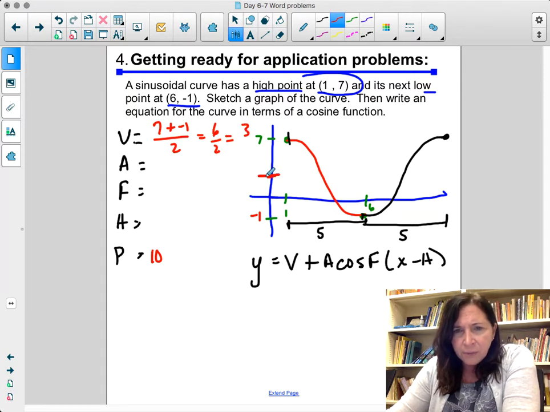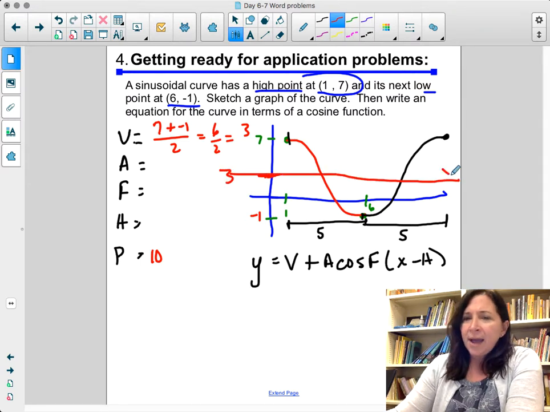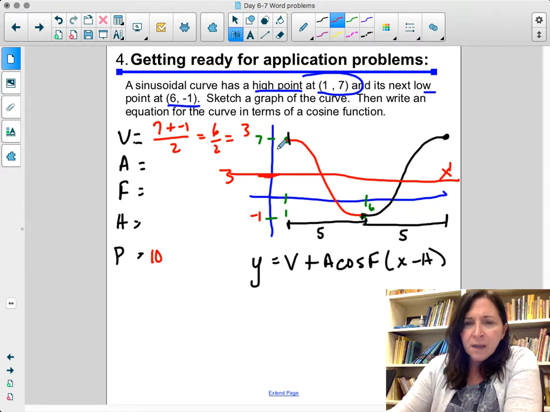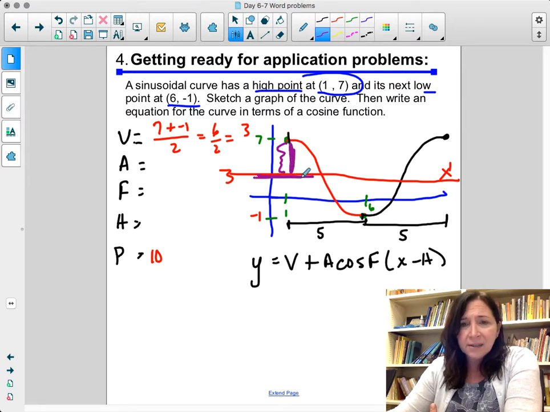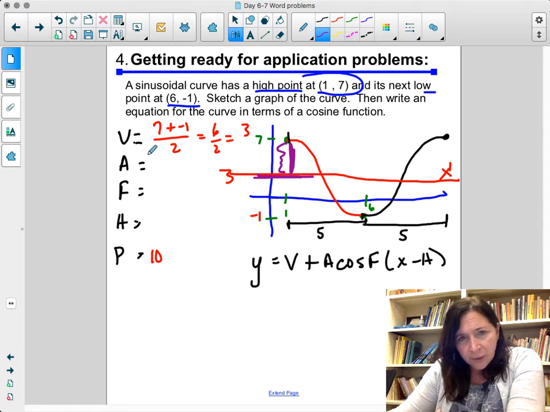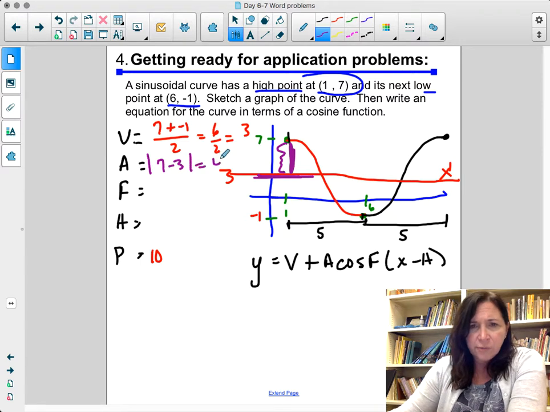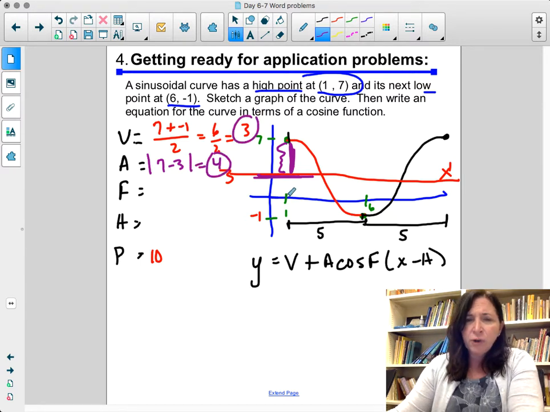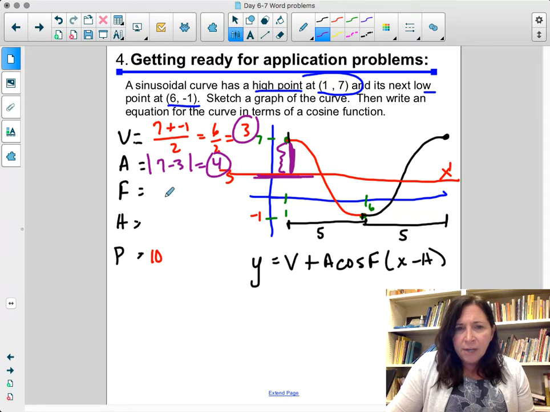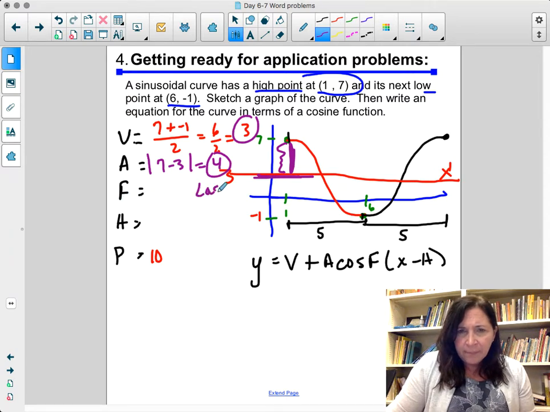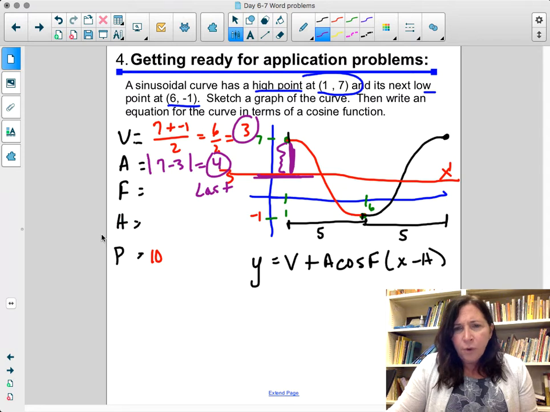So right here, 3, I have a value right here. That's my new axis, okay? So my amplitude is this distance here. That's the height of my sine wave or cosine wave from my axis. So I'm going to go, it's always a length. So it's 7 - 3. And what is that? 4. So my amplitude's 4. My vertical shift is 3. We do this last, by the way, okay? We'll do that last. Horizontal shift.